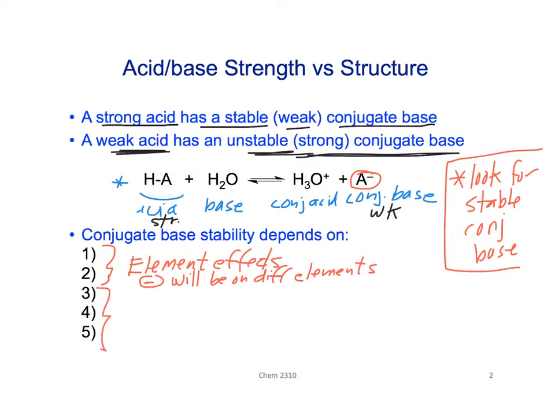3 through 5 are going to be situations where the minus charge will be on the same type of element. Okay, so we might have 2 acids that yield conjugate bases where there's a minus charge on oxygen. All right, so we still have to be able to identify the stronger acid.